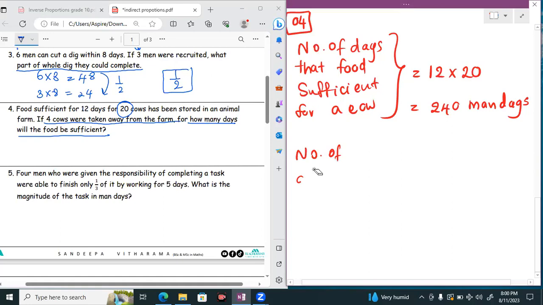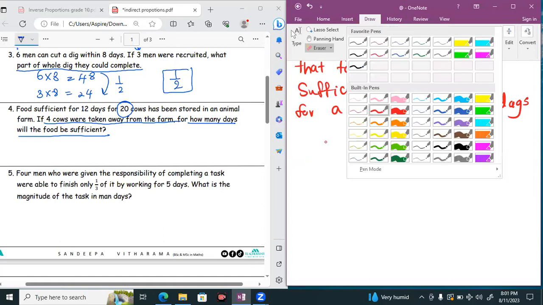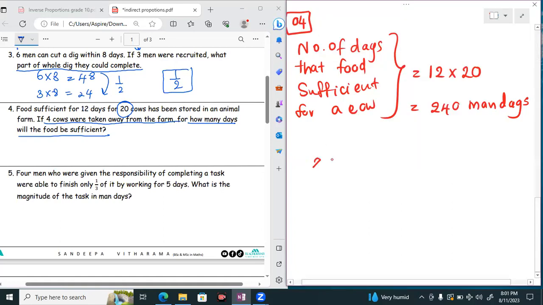Now this is the number of days that food is sufficient for one cow. It does not change. After removing 4 cows, it is 240 equals to... when 4 is subtracted from 20, it is 16. 16 number of cows. Number of days, we don't know. That is what we are going to find. Then divide by 16. 16 divided by 8, it's 2. 240 divided by 8 is 30. 30 divided by 2, it is 15. 15 days.